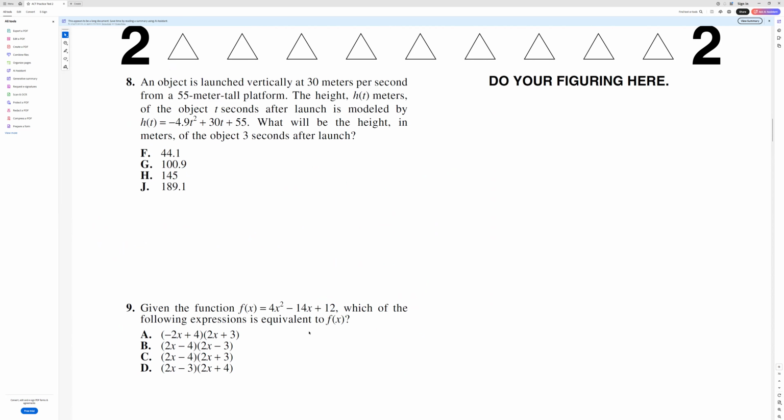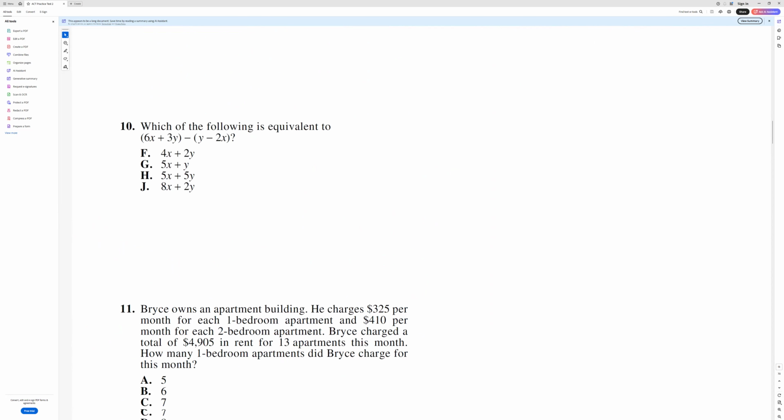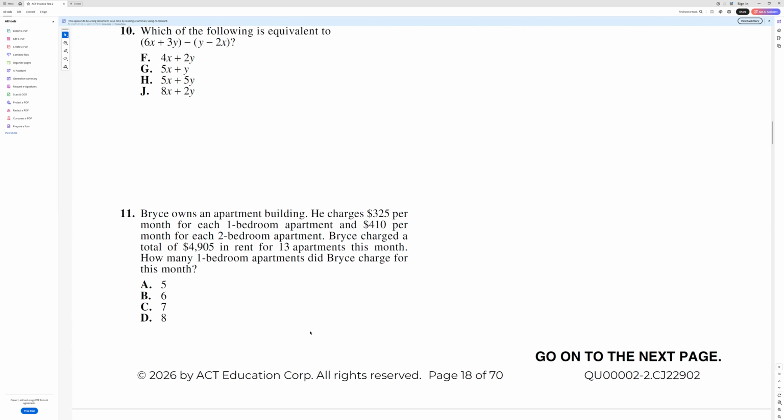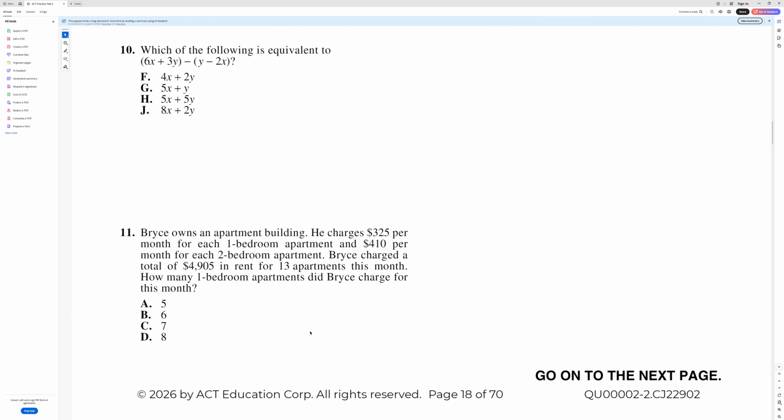Okay, so that's 9 questions. Let's try to do this quickly. Okay, equivalent. Okay, so here's the key. Remember that when you have a situation where there's a minus sign, you can think of it as distributing a negative 1, and when you do, what comes after 6x plus 3y, that is this part.